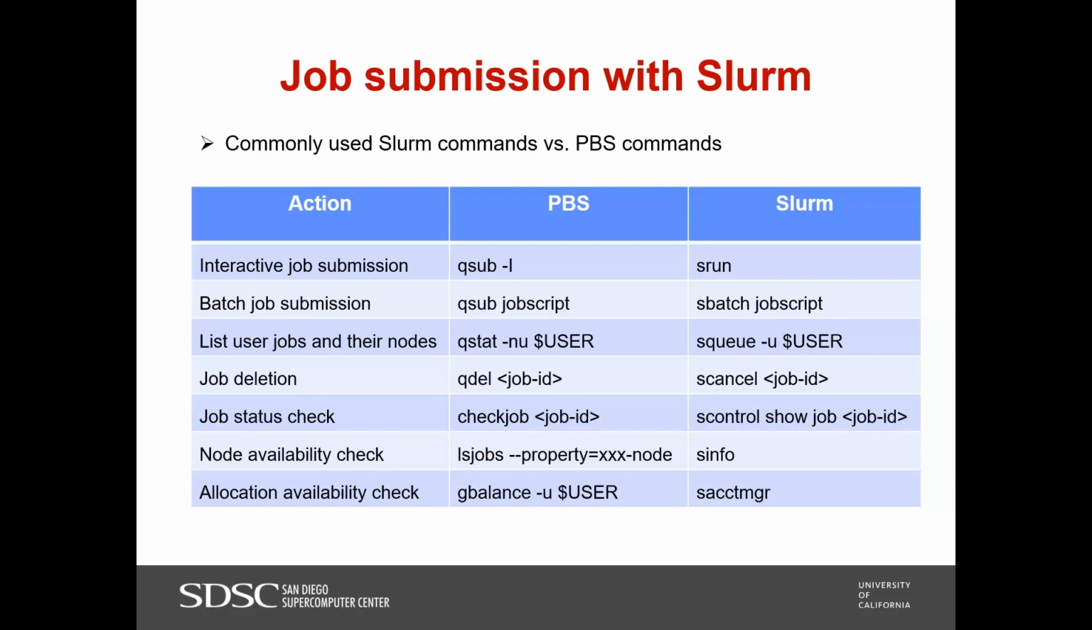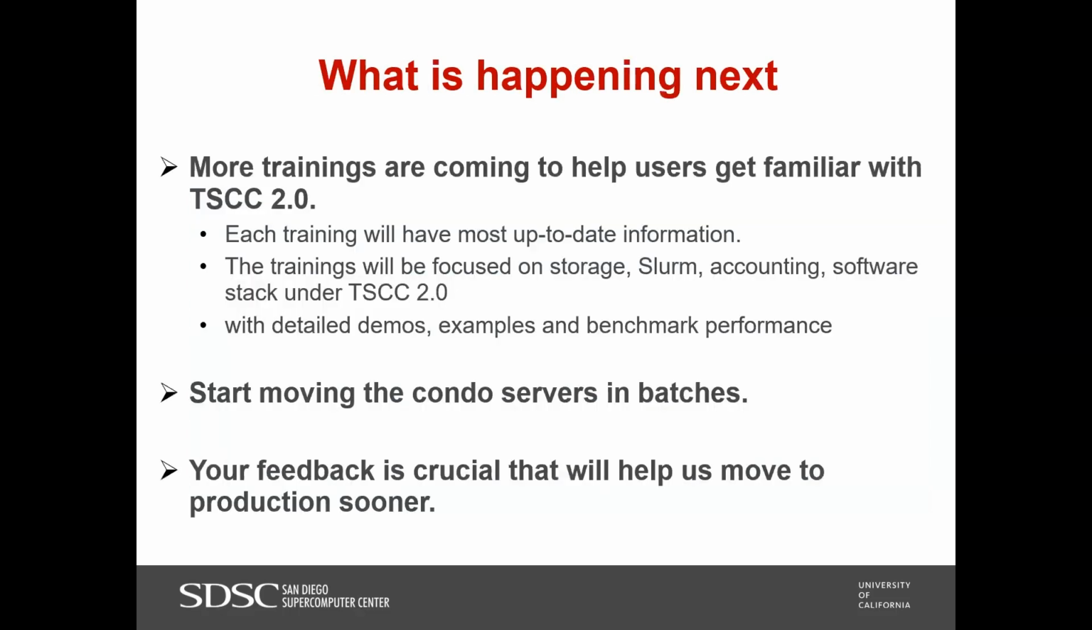And if you just want to check the availability of the nodes, before we had the lsjobs command. Now in SLURM, you can just try sinfo. The last one is how to get your allocation name. Before it was from gbalance, but now you can use the sacctmgr command to get the allocation names available to you. Okay, so that's all about SLURM job submission, monitoring, and job charging.